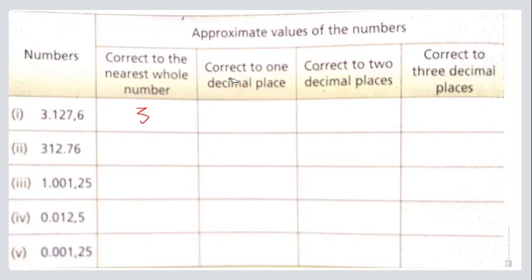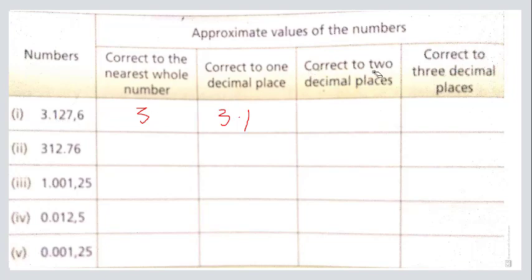Now the next one is correct to 1 decimal place. Now we need to correct or round off this number to 1 decimal place. Now this is the decimal point. After this decimal point, this one is the first decimal place, 1. So you need to underline this one, and after this one you can see there is this number 2. You need to encircle this 2. Now this encircled digit is less than 5, so 1 remains unchanged, therefore we will write 3.1, and this is the answer.